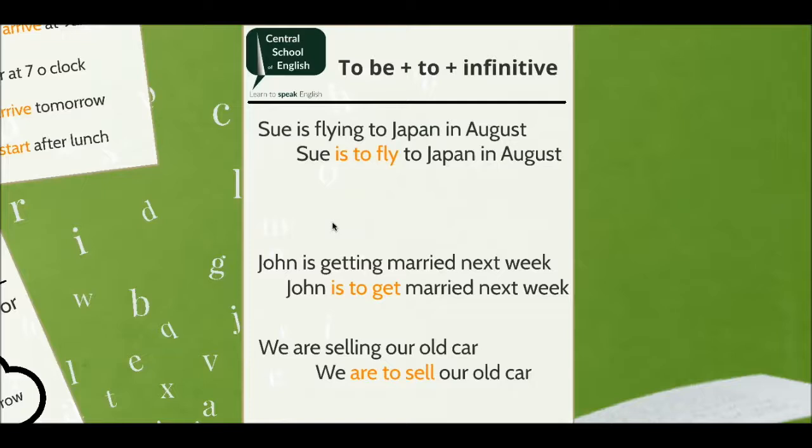The sentence, John is getting married next week, can be restated as John is to get married next week. The sentence, we are selling our old car, can be restated as we are to sell our old car.